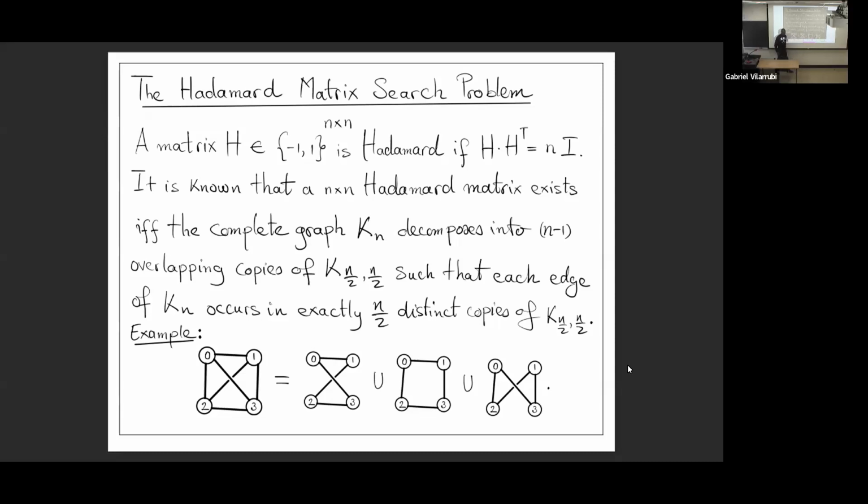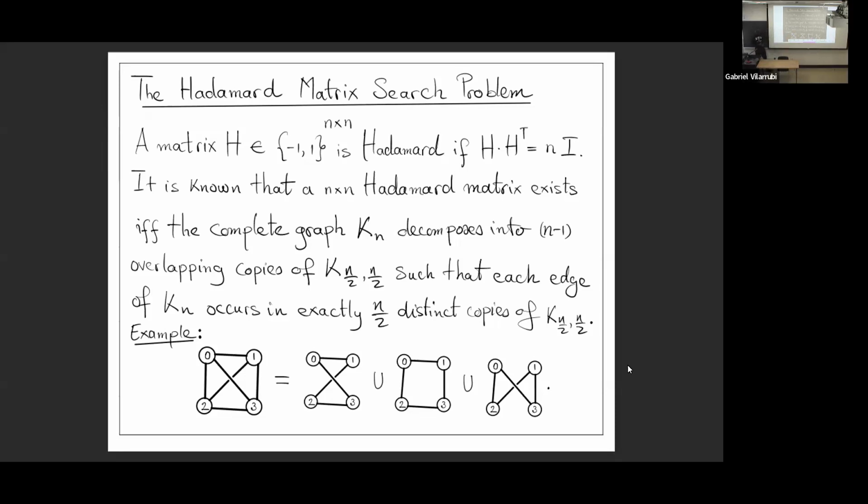So the decomposition problem is: I give you a complete graph on n vertices, find a decomposition into complete bipartite graphs, such that each edge of the original graph appears in exactly n over 2 distinct copies of these bipartite graphs. So that's the decomposition problem. I give you a graph, and your job is to find a union of some template graphs that cover the graph with some combinatorial constraints.